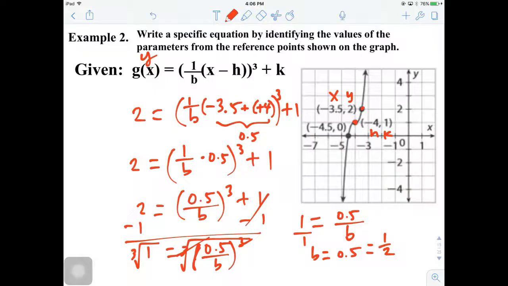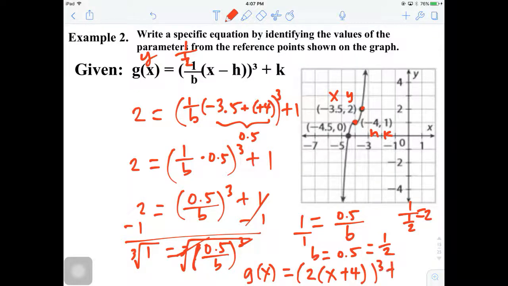We like to convert decimals into fractions whenever we can in higher level math. So the final equation is g of x equals, following the protocol here, 1 over 1/2. That's b, right? b is 1/2. So 1 over 1/2 is actually equal to 2, guys. So we're going to rewrite it using just 2 times x plus 4, that's h, and then we're going to cube that, plus 1. This is the final equation that causes the graph to look like this.